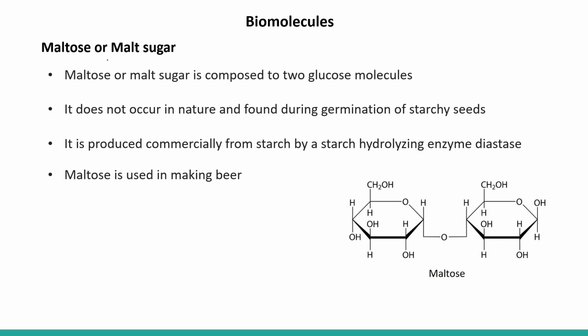Maltose or malt sugar is another oligosaccharide. Maltose is composed of two glucose molecules. So this is a glucose molecule and this is also a glucose molecule. Between these two glucose molecules, a glycosidic bond is there. It does not occur freely in nature and is found during the germination of starchy seeds. It is produced commercially from starch by the starch hydrolyzing enzyme diastase. So sometimes it is required, so it is made commercially with the help of the enzyme diastase. Maltose is used in making beer.